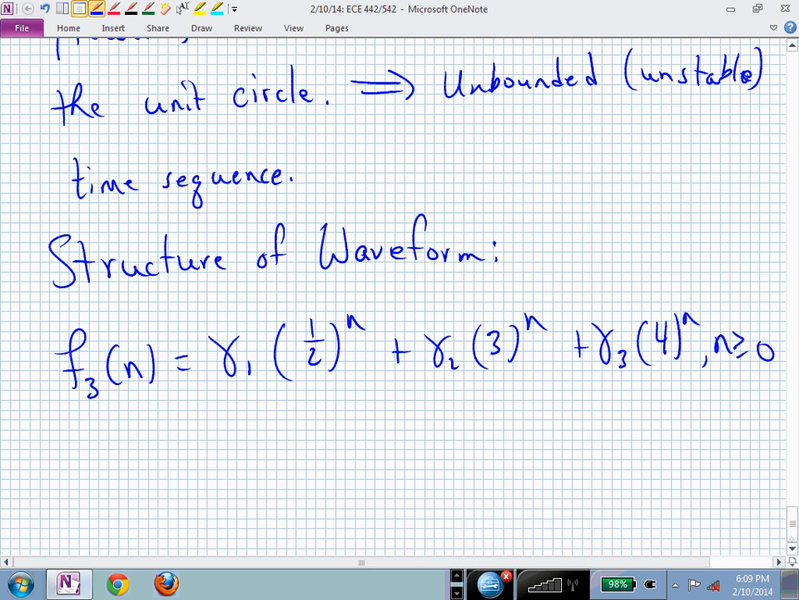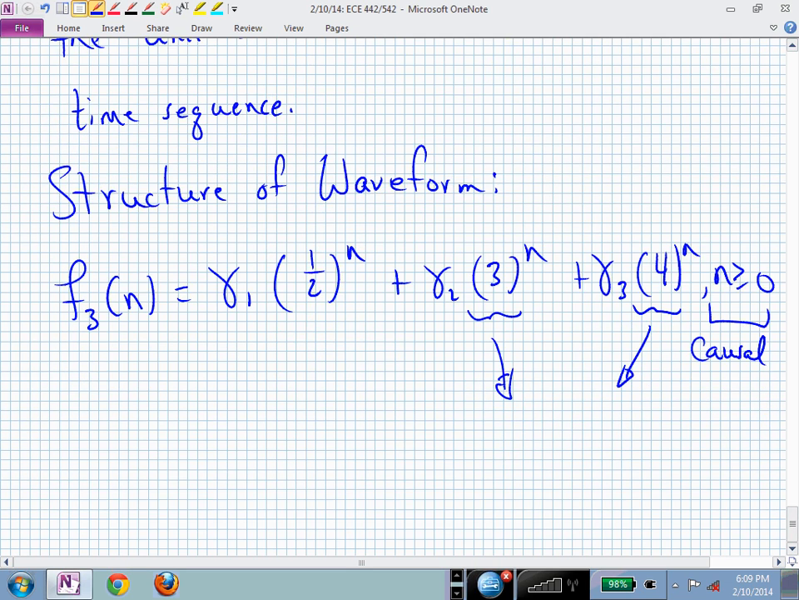This tells us that our waveform is causal. It's valid for non-negative values of n. But now if we raise 3 or 4 to higher and higher powers of n, those are going to go unbounded, aren't they? So even though this is causal, that really doesn't impact whether this sequence is well behaved or not.